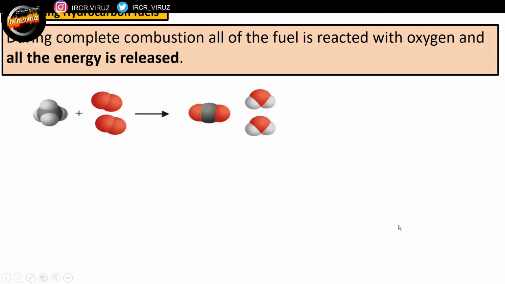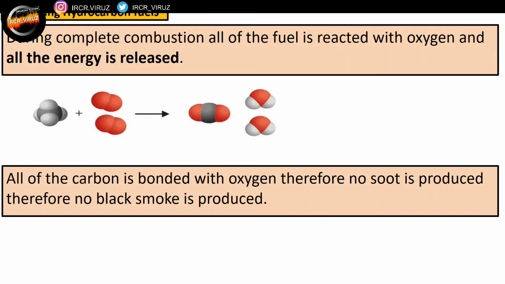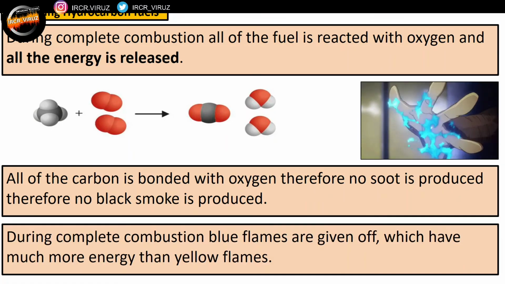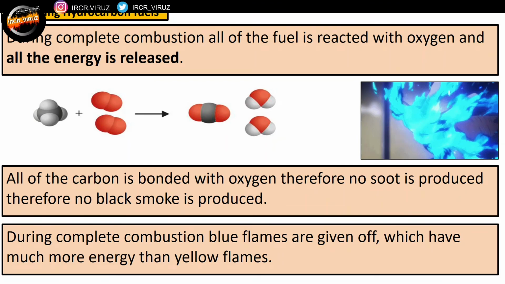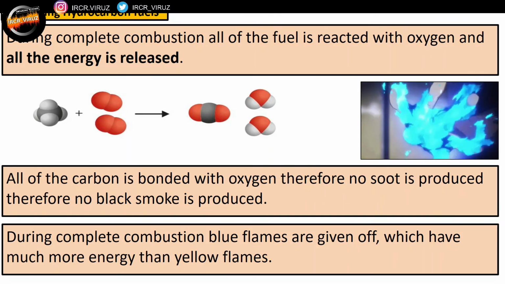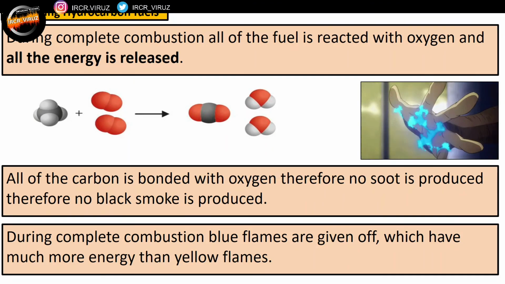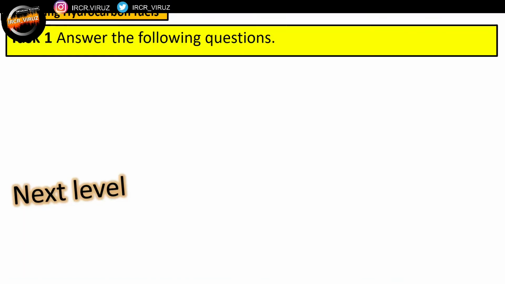Okay, now during complete combustion, all the fuel is reacted with oxygen and all the energy is released, and this is very important. This is complete combustion. Okay, all the carbon is bonded with oxygen, therefore no soot is produced, therefore there is no black smoke being produced. Okay, now during complete combustion you will have blue flames, and they give a lot more energy than yellow flames do.